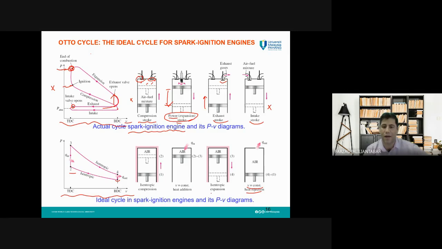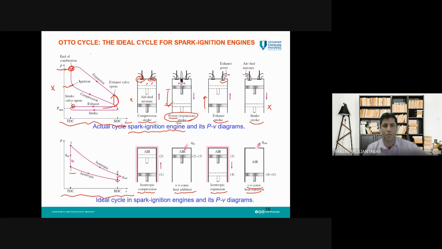And for the exhaust stroke, it is assumed that we have an isentropic expansion. For the power expansion, it is assumed that again we have a constant volume process, actually a constant volume heat addition process, and for the compression process, it is assumed that we have an isentropic process. In other words, it is assumed that we don't have any heat transfer during that process.